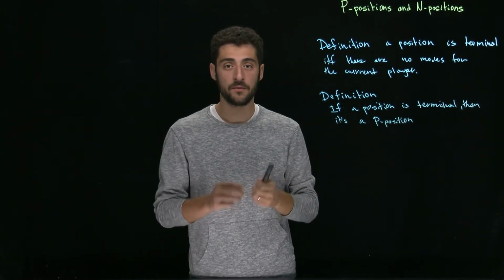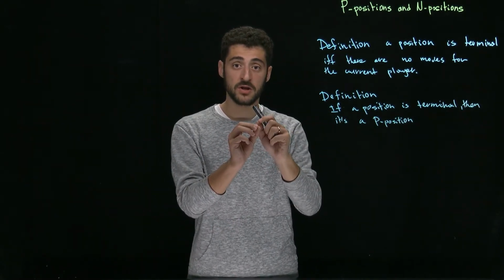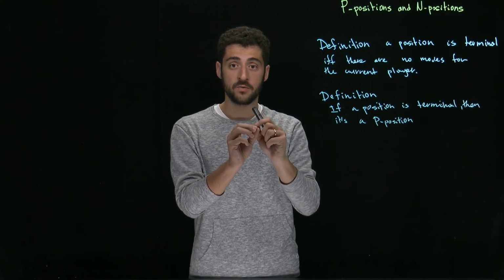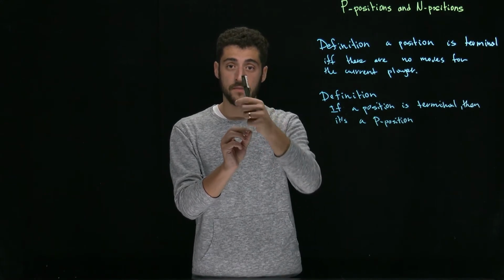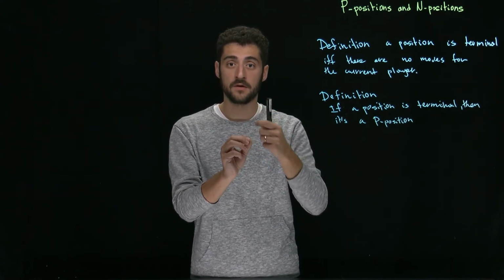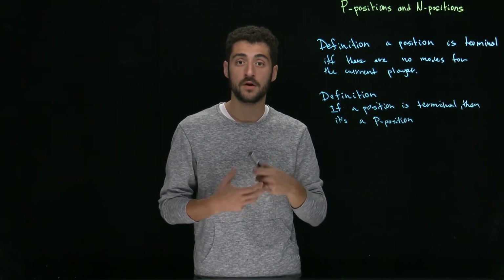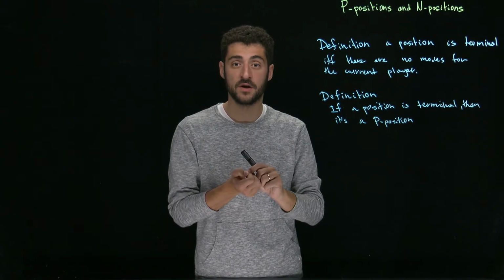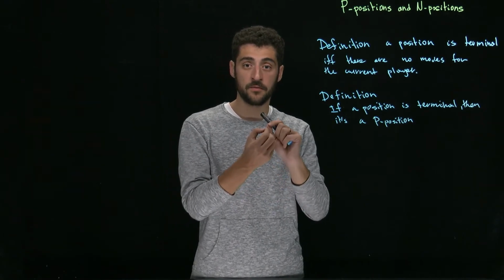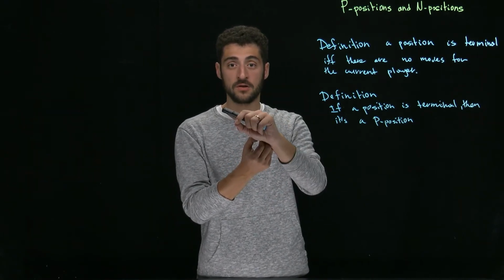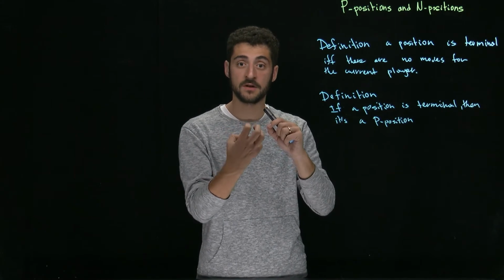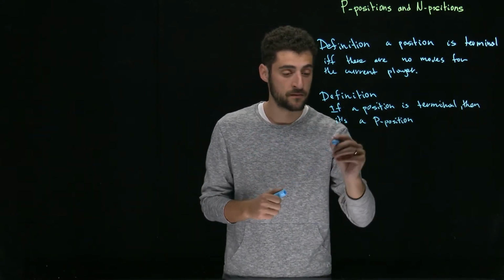It's also clear that if you have a position such that we can go to a position where the player next to move should lose, then it's a winning position for us. In other words, if there is a move to a P position, then the starting position is an N position.